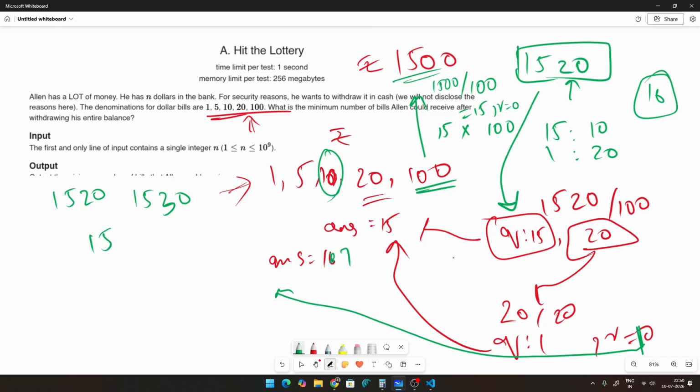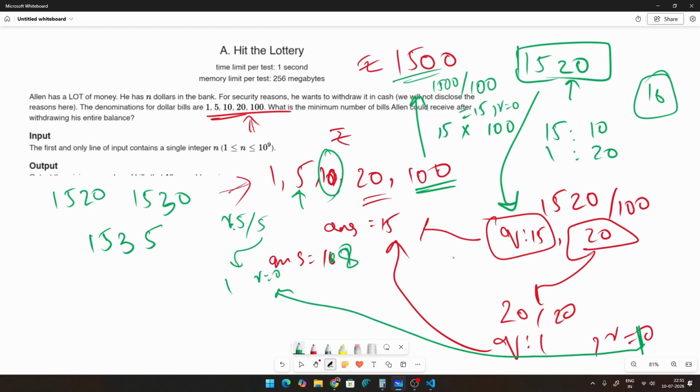Now if I change the question to 1535, what happens? Well, that's the same thing. You add one more layer. So now the remainder will be 5. So you're going to be dividing by the next highest, which is 5, and then you'll get quotient 1, remainder 0. Therefore the answer is 18.